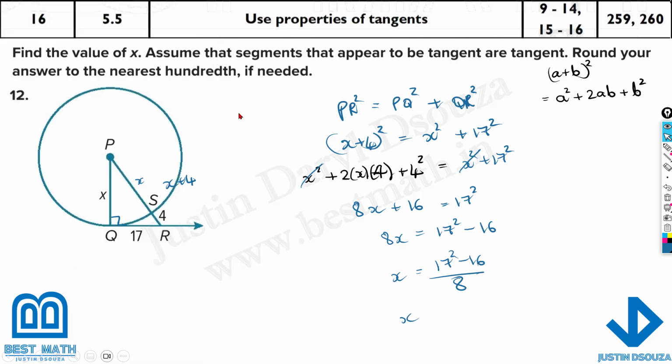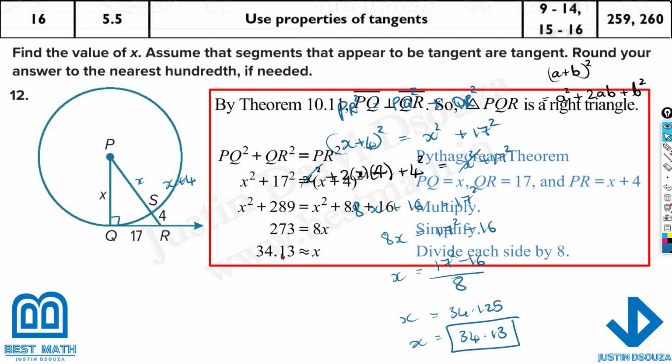But here they have clearly told us nearest hundredth. So we can't write 125. You can write x is equal to 34.125, but then the answer actually must be 34.13. This is your final answer. Or you can directly write 13 from your calculator. So here you can see this is the correct answer.